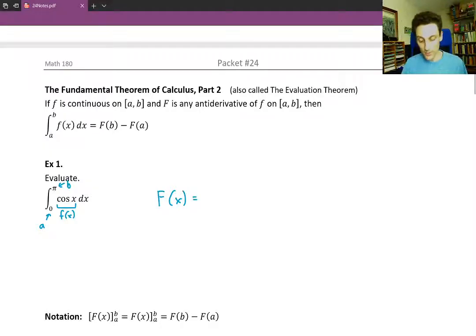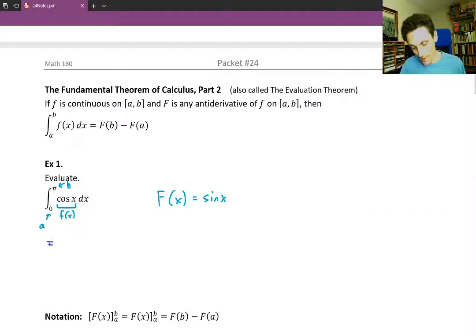So what's an antiderivative of cosine x? If you said sine x, then that would be correct. Technically, the most general antiderivative is sine x plus c. But again, we're just going to choose our c to be 0 so we don't have to write the plus c. We just want any antiderivative, not necessarily all antiderivatives or a specific antiderivative.